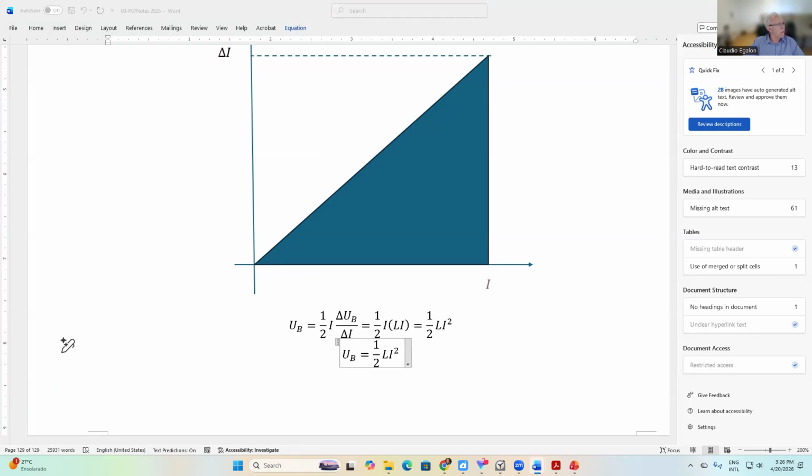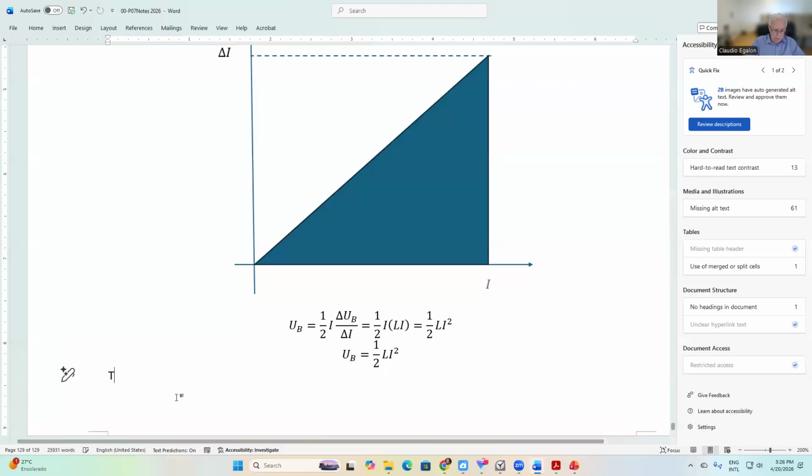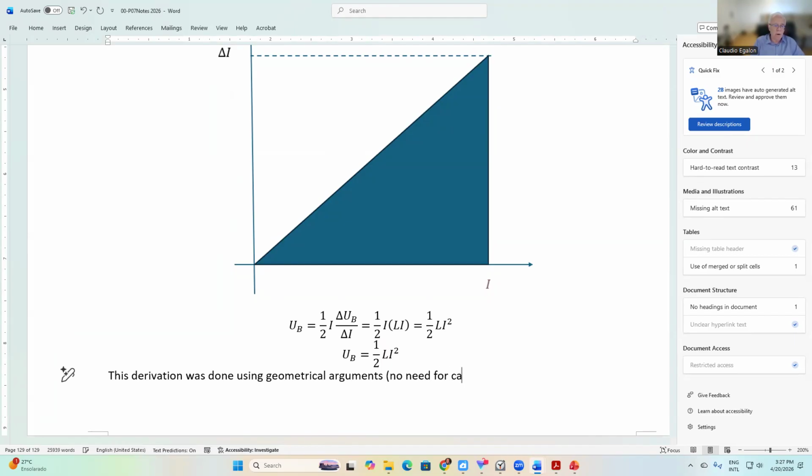So, this derivation was done using geometrical arguments. No need for calculus.